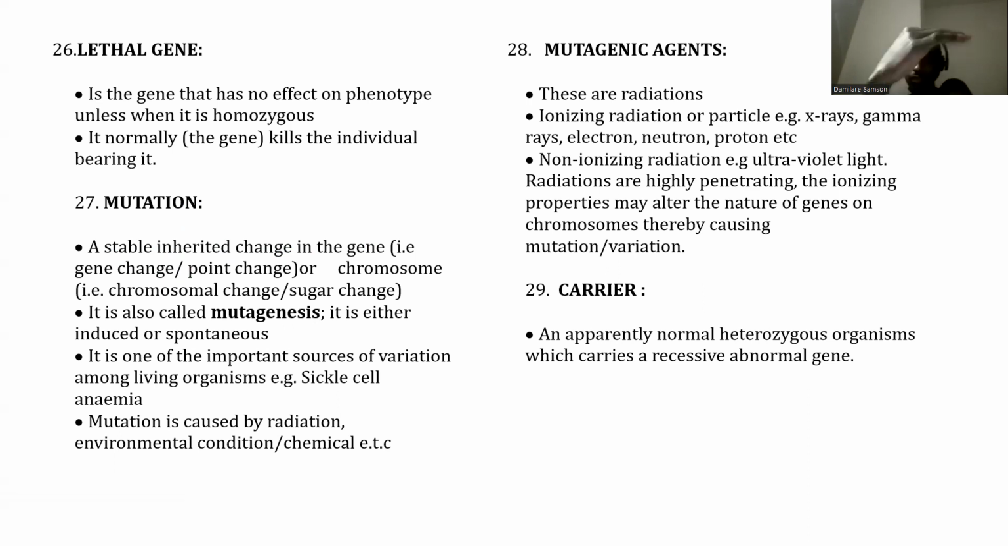Now, let me just read everything here. I will now explain it fully so you'll be able to understand what mutation is all about. But I know you must have heard about mutation before. I said it is also called mutagenesis. It is either induced or spontaneous. It is one of the important sources of variation among living organisms, e.g. sickle cell anemia. Mutation is caused by radiation, environmental condition, chemicals, etc. Now, when there is a chromosomal change, a lot of things happen.